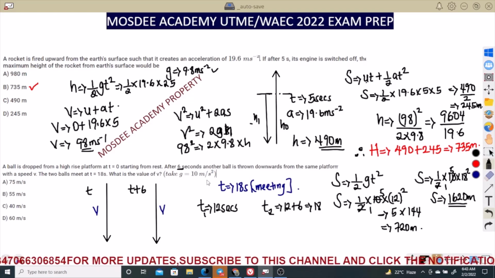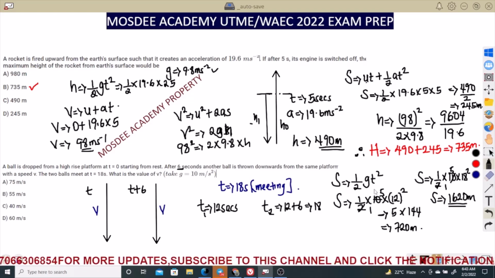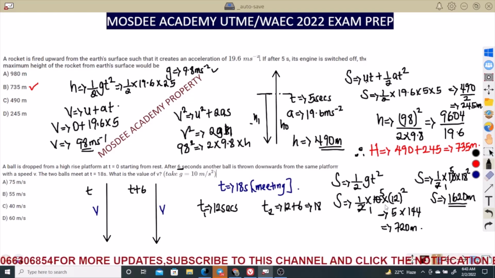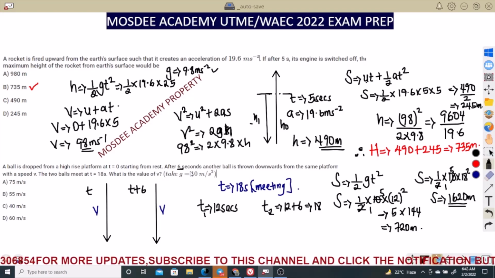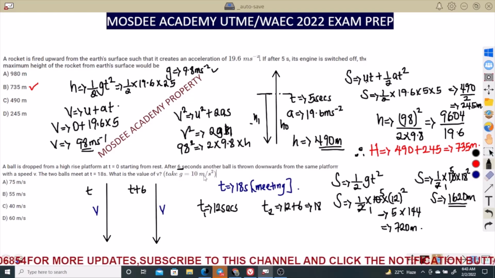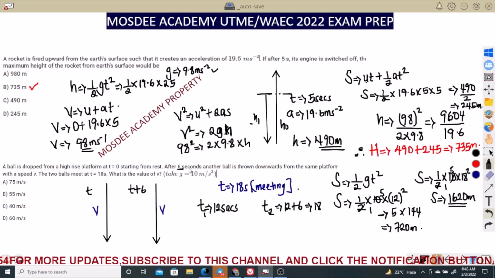So now what I've done is, at 18 seconds, this is the distance. So at that particular point, the distance moved by this is equal to the distance moved by this. This ball was dropped from a height after 6 seconds. The initial time is 6 seconds. So note that the interval between the two balls is 6 seconds. So now how did I come about 18? This is where they meet.